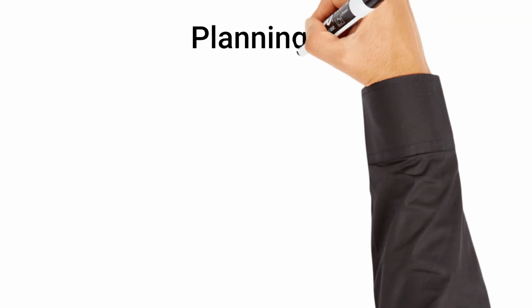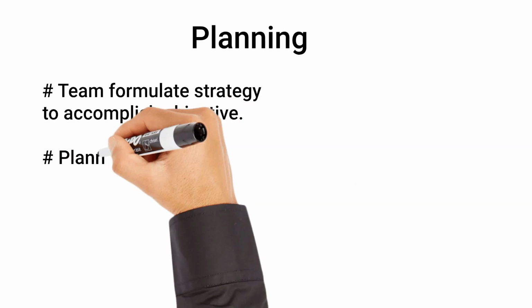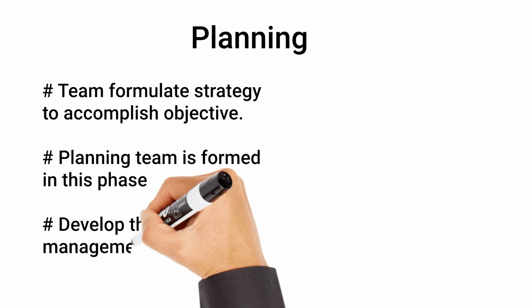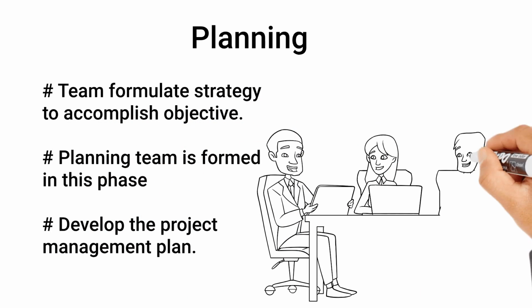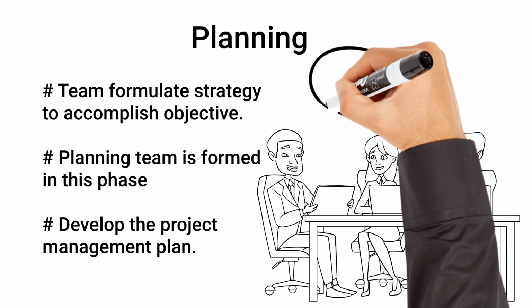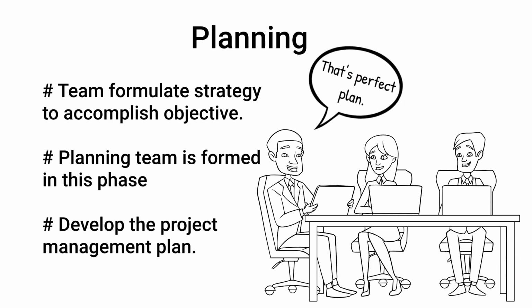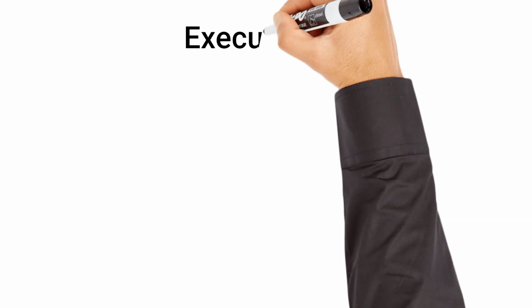The second process is planning. The project manager and team formulate the best strategy to accomplish the project objective. During this phase, the planning team is formed, in addition to requisitioning other resources. The main deliverable of this second stage is the project management plan, which will be the guide for the execution and control phases. The project plan must include every component associated with the execution of the project, including the costs, risks, resources, and timelines.